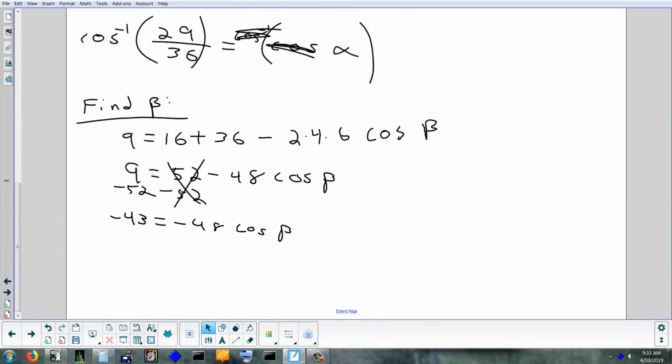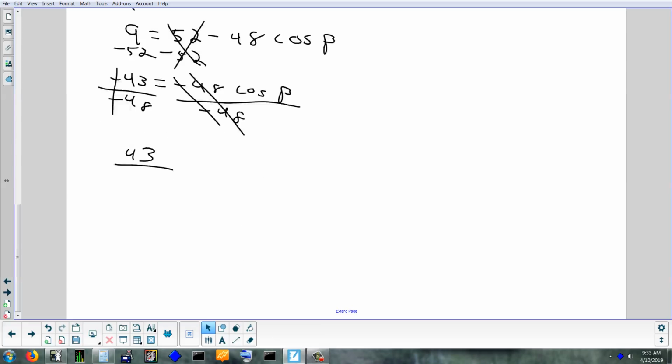Kayla, what would I do next? Second to last step. Take the inverse. We can't do that yet because we don't have cosine by itself. So divide by negative 48. Yep, we got to divide by negative 48 first. So that cancels the negatives there. Again, I'm looking at it: bigger numbers in the bottom. That's always a good sign. So 43 over 48 equals that. Now what can you do?